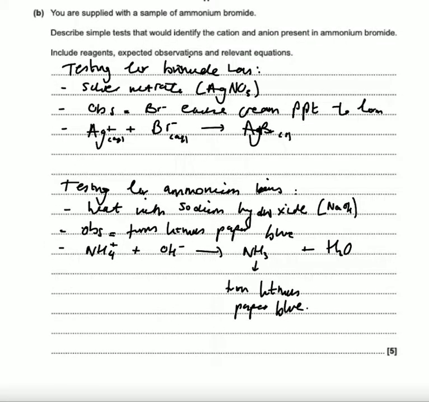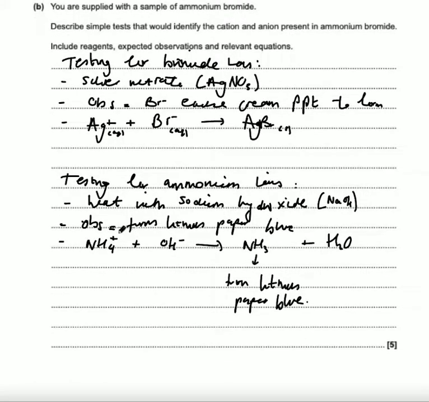Now, for the ammonium ions, we test for ammonia by heating with sodium hydroxide, and that will give us the observation of litmus paper turning blue. The equation for this is that if we use ammonium ions and we combine it with the hydroxide, we will form ammonia, and ammonia is what actually turns the litmus paper blue. So we form ammonia and water. The water won't affect the litmus paper, but the ammonia is basic, and so it will turn the litmus paper blue.